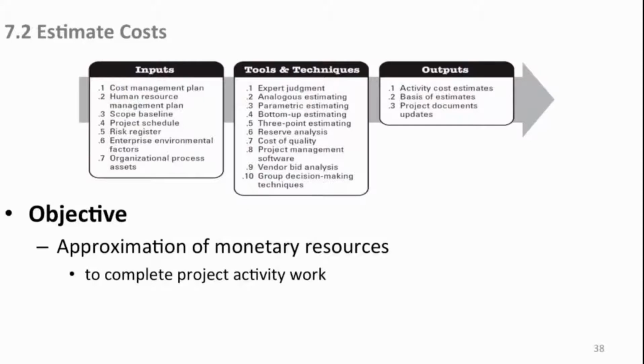And a comment here: our objective with estimating costs is to approximate the monetary resources needed to complete the project work against each and every activity in our network diagram. Notice, by the way, I didn't say in our project schedule, even though it reflects the activities in the network diagram. It is the project network diagram that gives us the best tool to manage and manipulate costs, resources, and time. So you always want to go back to the project network diagram when you do these kinds of activities.